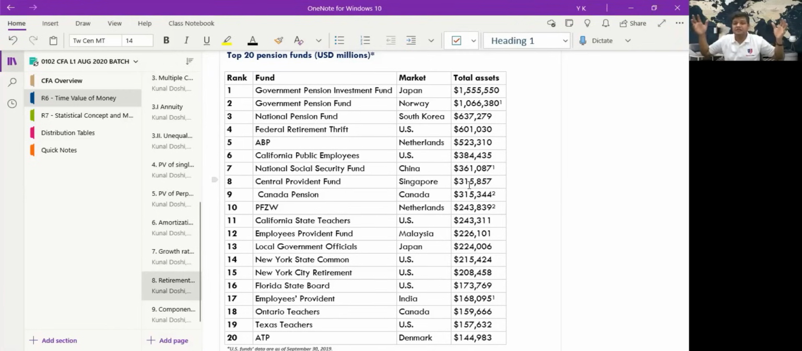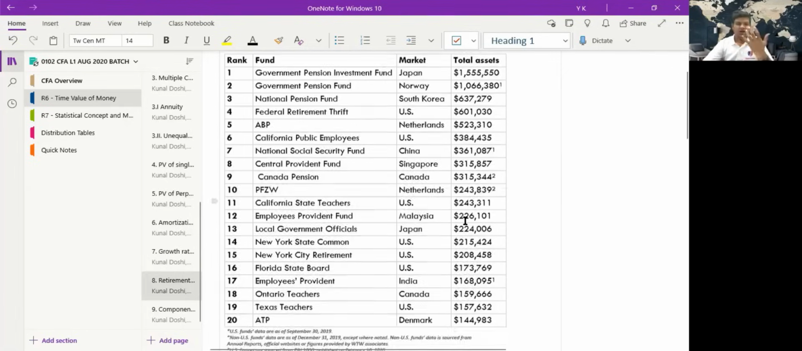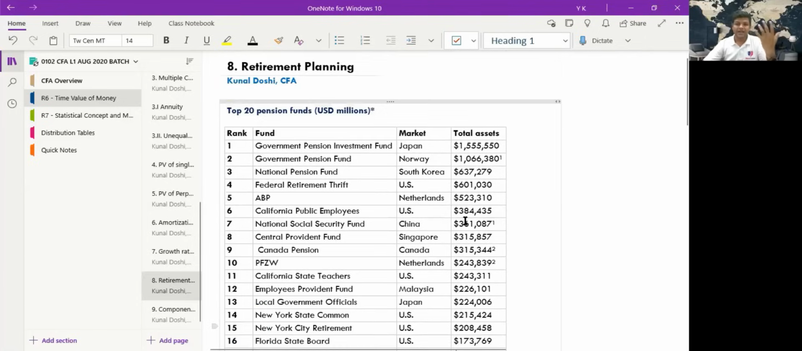That's the reason why pension funds have grown tremendously, because many countries have a rule to put your money in pension funds. You have to compulsorily put it. In our country also, we put a substantial amount of our tax savings investments into pension funds, and that's why the pension fund size becomes high enough to impact the financial markets. So these are among the top 20 pension funds globally.